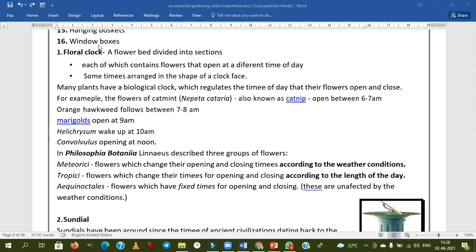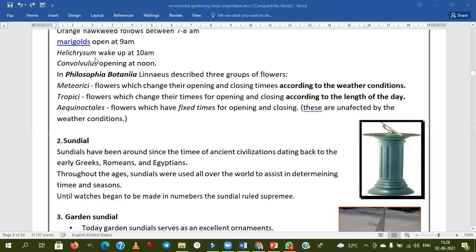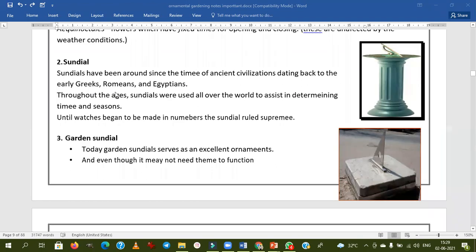This is a scientific selection of plant species to create a floral clock. This floral clock we observe in the Lal Bagh Garden and Rashtrapati Garden. These are the two important places where the floral clock is located. You need to remember that.